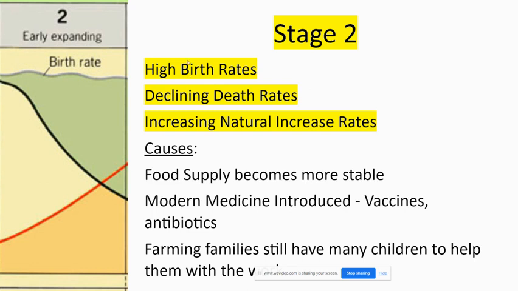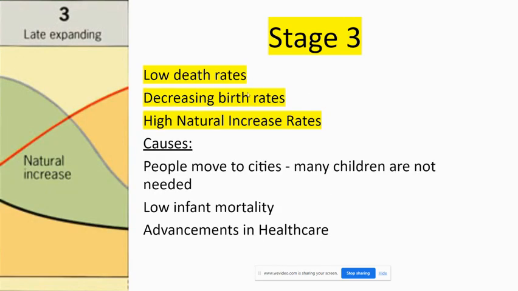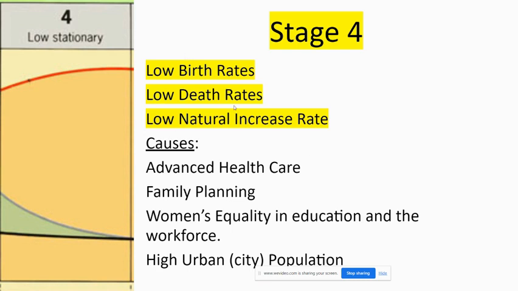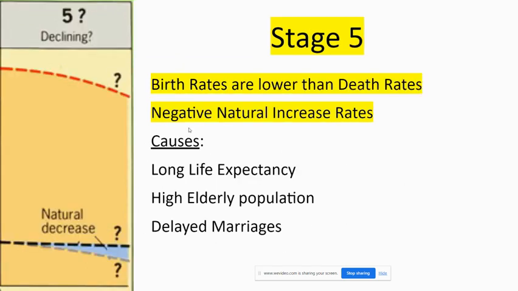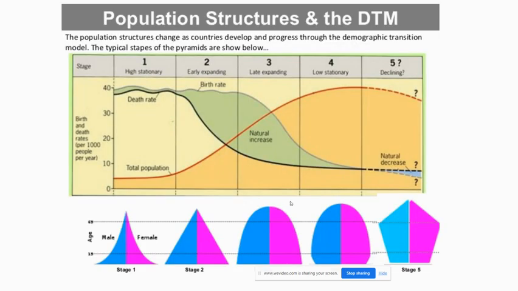Stage 2 is here, so you're going to have these as your characteristics. You can write that below stage 2, and here are the causes. Stage 3 is going to be here. Here are your causes, as we talked about. You should write that below your notes in stage 3. Stage 4 is here. You're going to write these as your characteristics. These are your causes for stage 4. And then stage 5 is going to have low birth rates. Birth rates are lower than death rates. Negative natural increase rates, so populations are declining. And then these are the causes here.